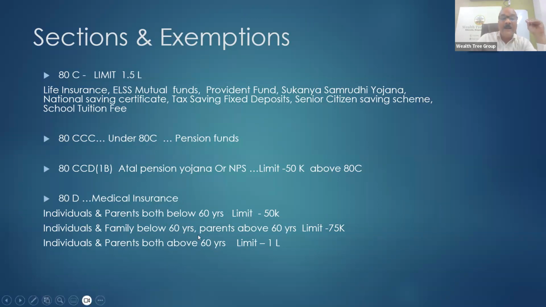And for individual and family below 60 years with parents above 60 years, that limit is 75,000. That means you are covered in your policy, you covered your parents also, and the parents' age is above 60, then up to 75,000 you can get the benefit in this particular deduction. And then if the individual and parents are both above 60 years, for them you can get almost 1 lakh exemption. That means whatever income you showed, out of that you can apply this particular deduction and save the tax on that. So this is about these sections.